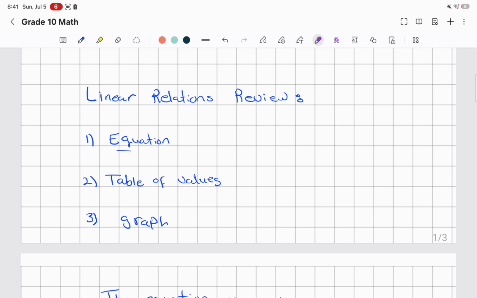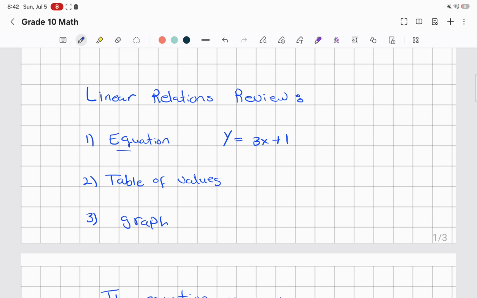a linear relation can be represented in three types of forms. It can be represented as an equation. For example, we can say y equals 3x plus 1. This represents a linear line. It represents a line in linear relationship.